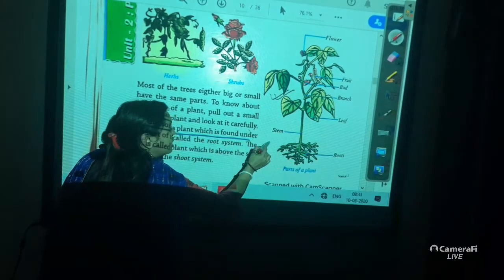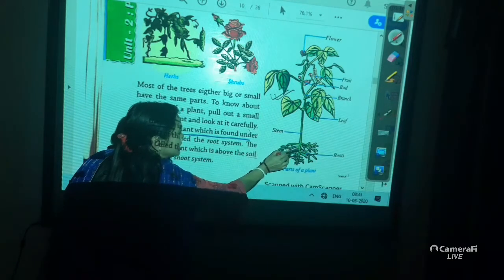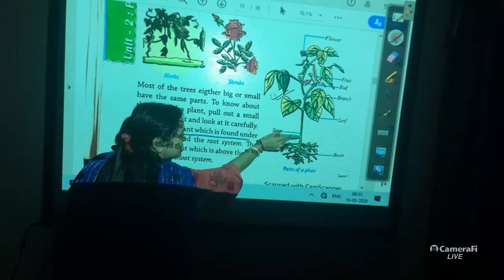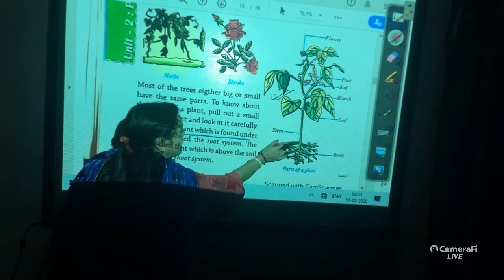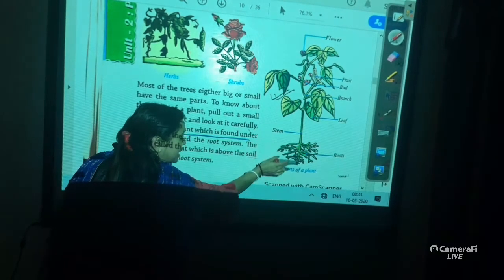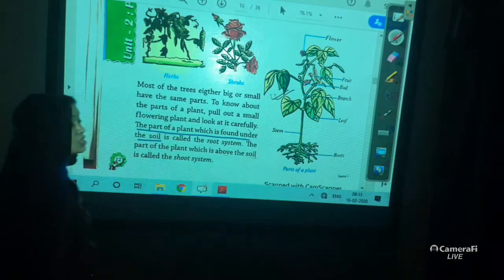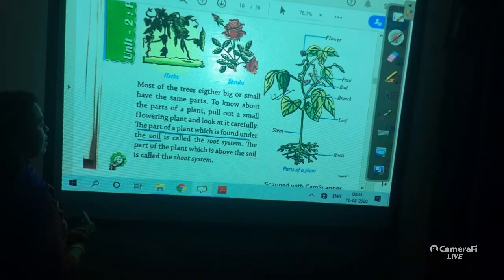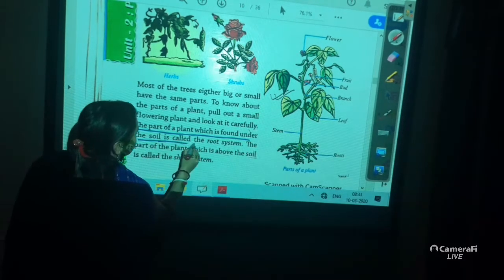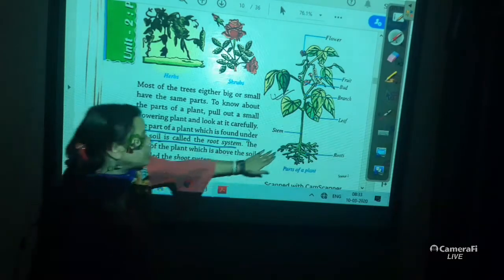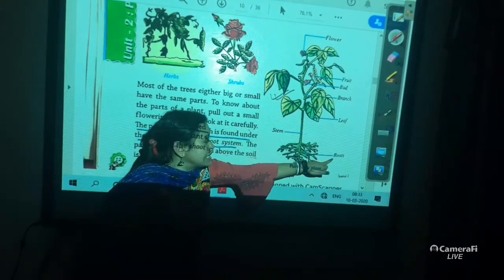This is the level of soil. This portion is under the soil and all of this above is above the soil. Above means ऊपर. ये जो portion है ये मिट्टी के नीचे में रहते हैं and these portions above the soil, ये मिट्टी के ऊपर रहते हैं. Is called root system. So what is the root system of a plant? ये जो है इसको root बोलते हैं. See, this is the root.